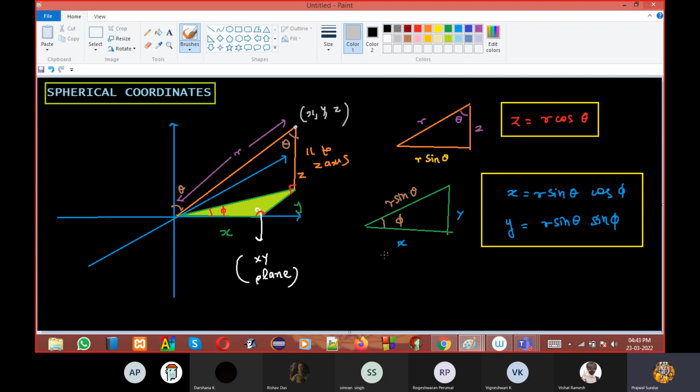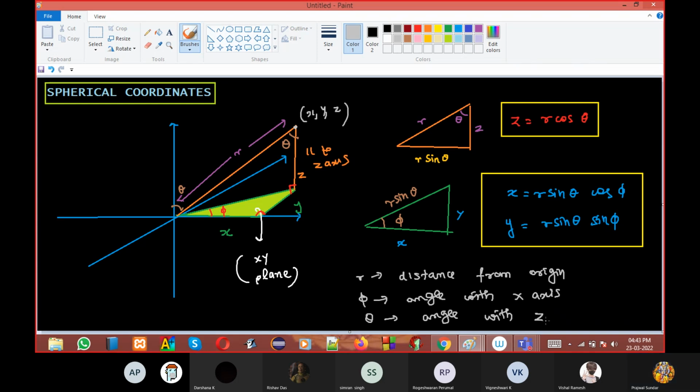You can say R is the distance from the origin. What is phi? Angle with the x-axis. And what is theta? Angle with the z-axis. See, is this clear? This is how we'll take spherical coordinates. Okay, proceed.